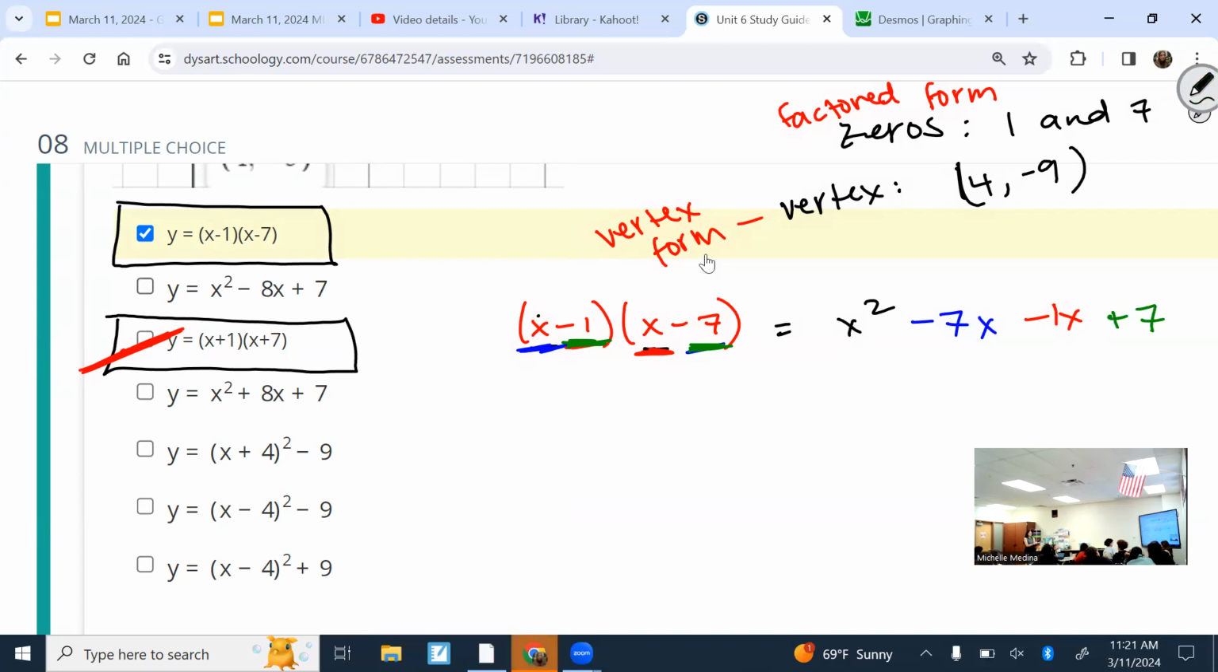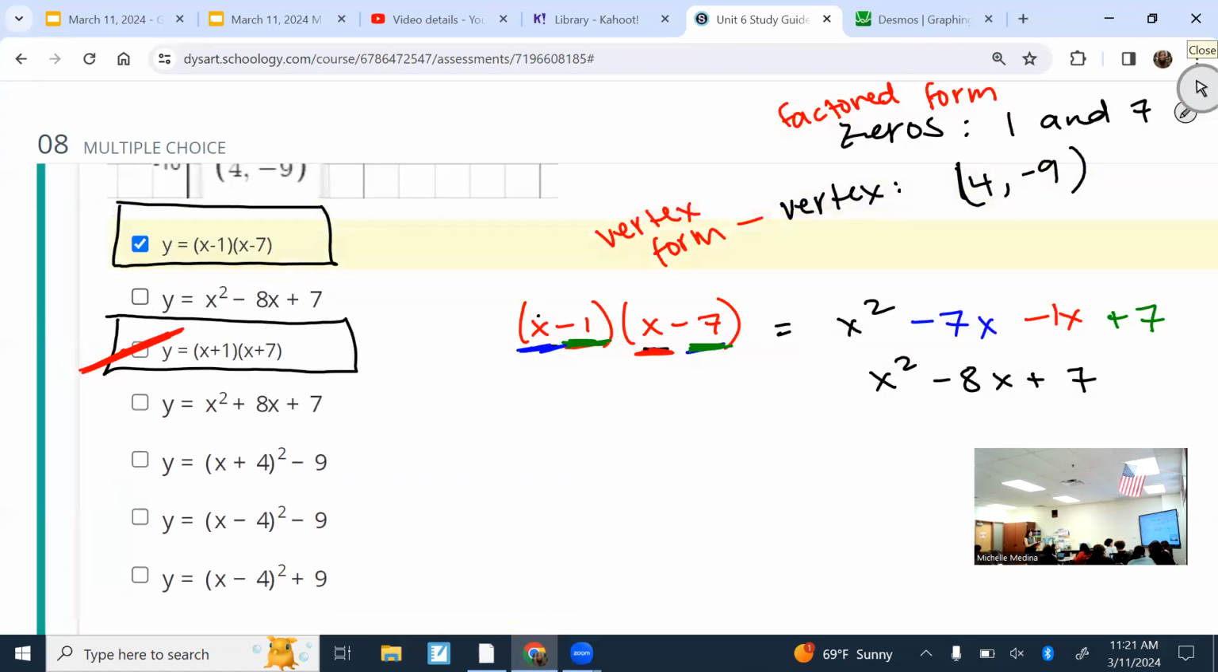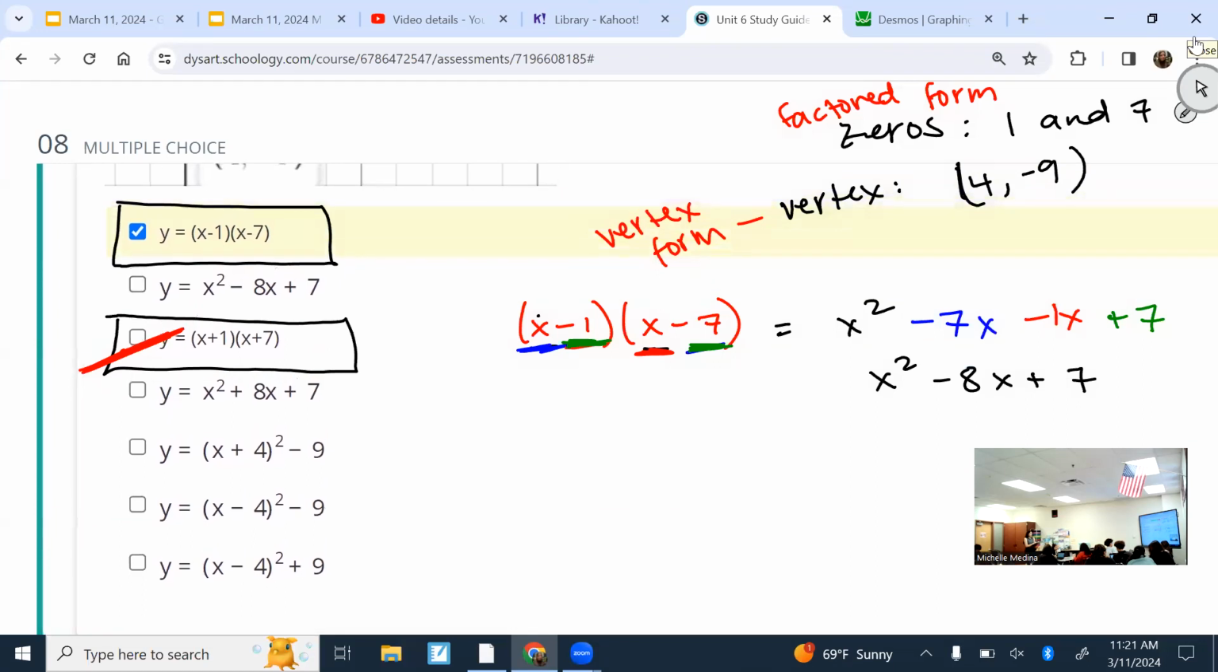When I combine like terms, my two middle terms were -7x plus -1x. And that best matches this standard form. Oops, hold on, I don't like that. Okay. Does it best match this standard form or this standard form?